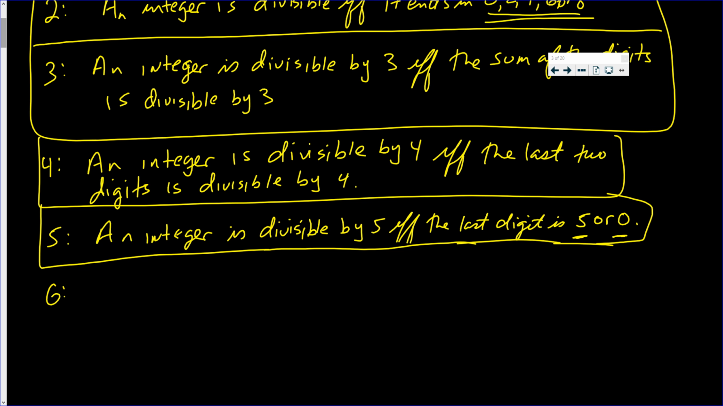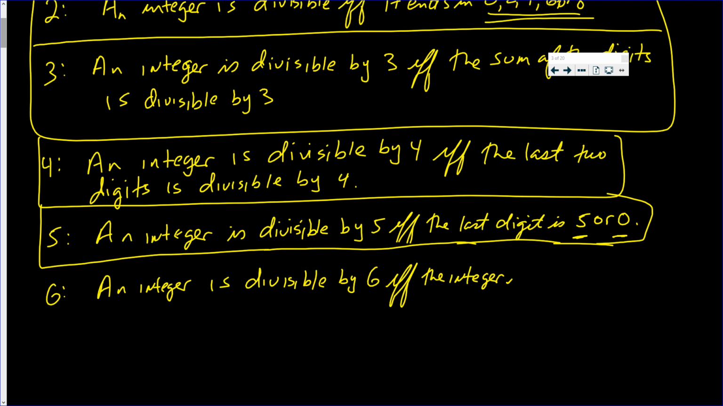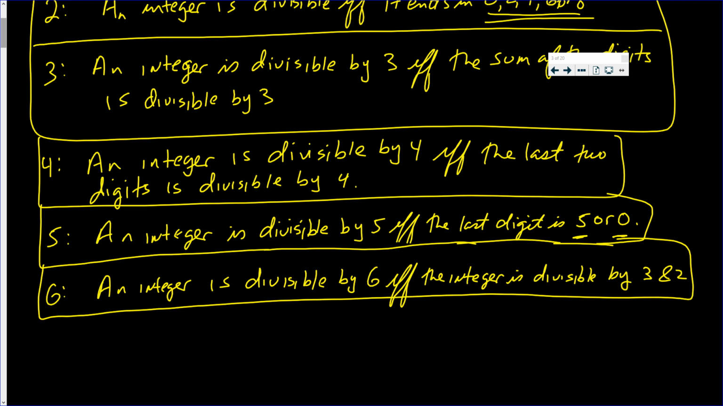6. An integer is divisible by 6 if and only if the integer is divisible by 3 and 2. That means it has to pass the divisibility rule for 3 and 2.